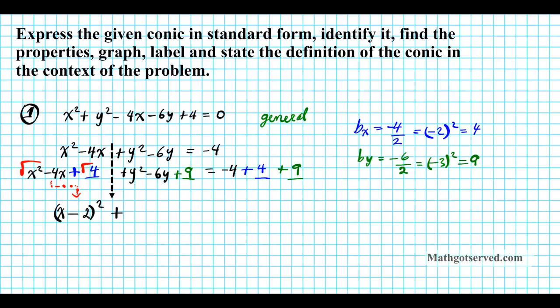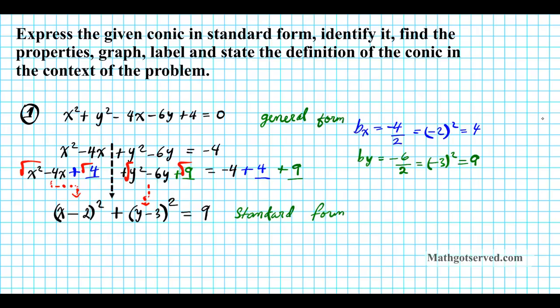Same story with the y world. You root the first and the last term and bring down the middle sign. Okay, so you're going to have y minus 3 quantity squared. And then -4 plus 4 plus 9 is equal to 9. And this is the standard form of the equation of the circle. Standard form. Okay, this is general form.